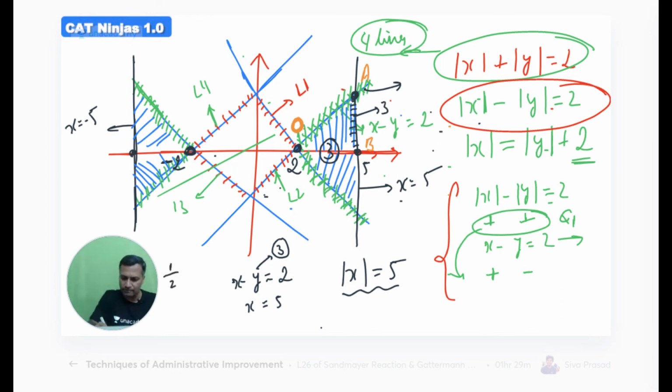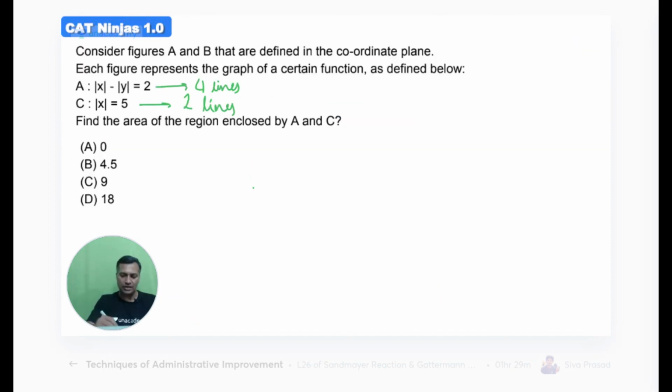Therefore, half base is 3 units, height is 3 units. Half base into height. How many such triangles do I have? I have 4 such triangles. Therefore, 2 times 9, 2 times 18 square units, which is the actual answer. 18 square units is the actual answer.